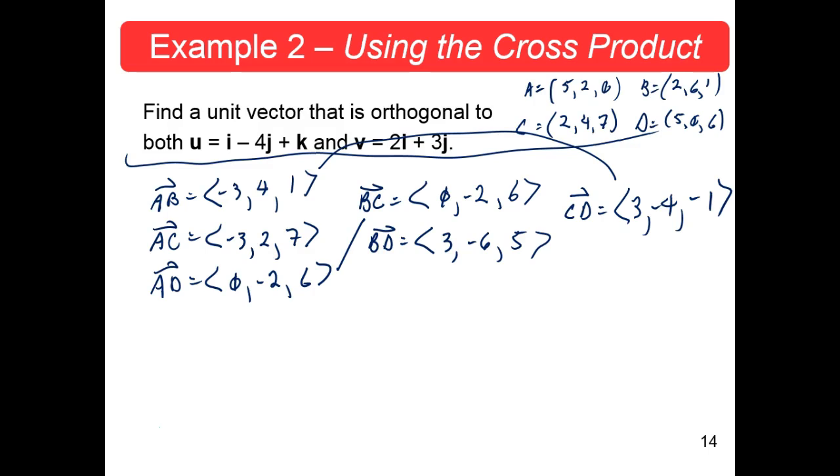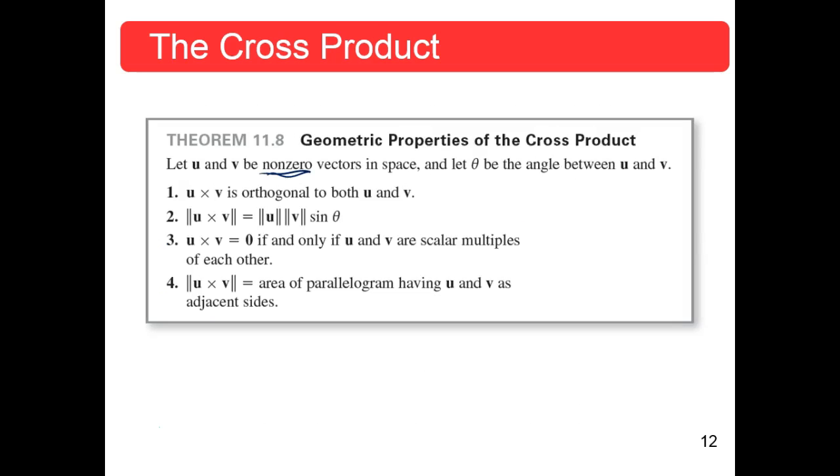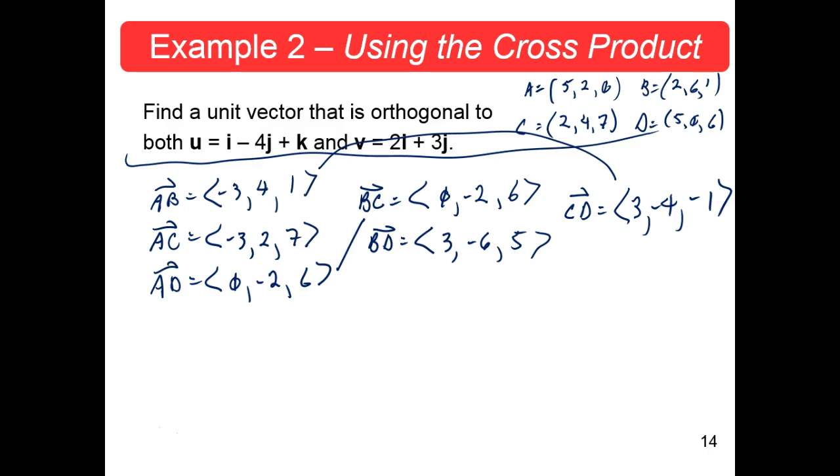So therefore, okay, so it says the vertices are listed below, show that the quadrilateral is a parallelogram. We just did. Find its area. Now that's where we use this, number 4. U cross V, the magnitude of U cross V, is the area of the parallelogram having U and V as adjacent sides. So going back here, we know that these two are, scratch that. Yeah, these two are adjacent sides.